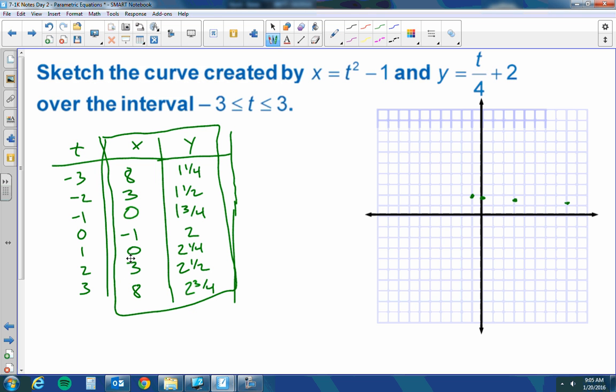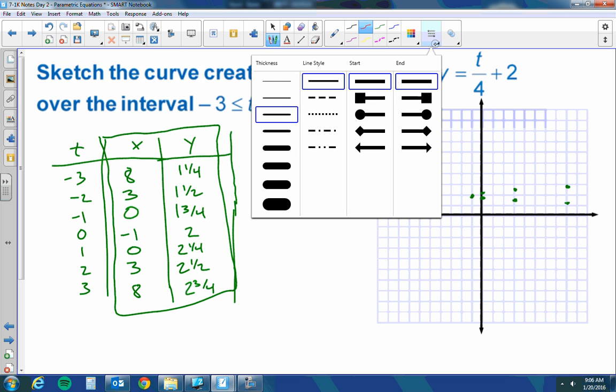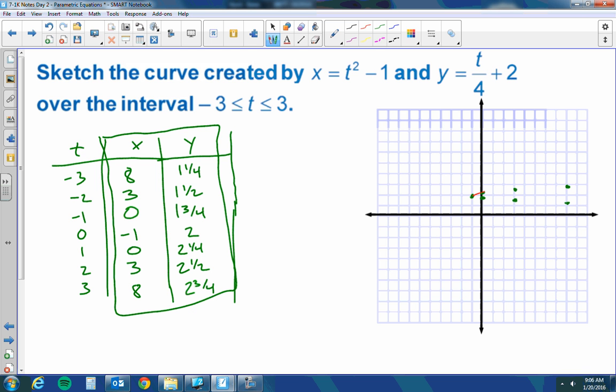And then you start going back. You're back to 0, and now you're 2 1/4. And hopefully you start seeing the symmetry. When you're back to 3, you're at 2 1/2. You're half a unit above the middle. And here you're 2 3/4. You're 3/4 of a unit above the middle. And so you have a very, very narrow parabola opening to the right.